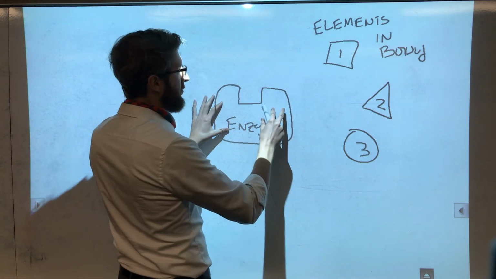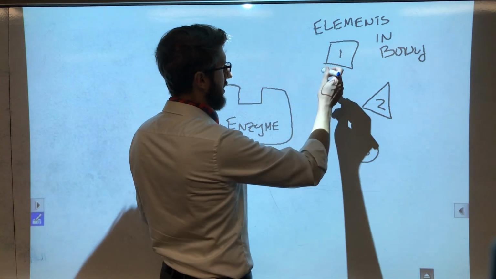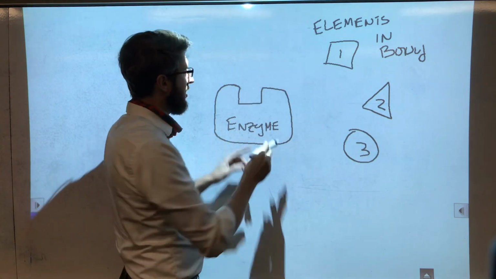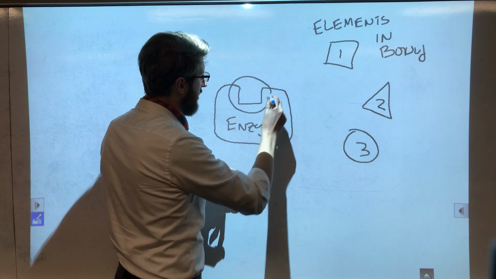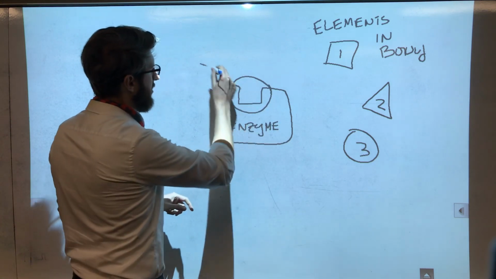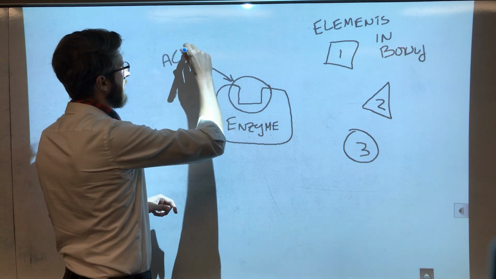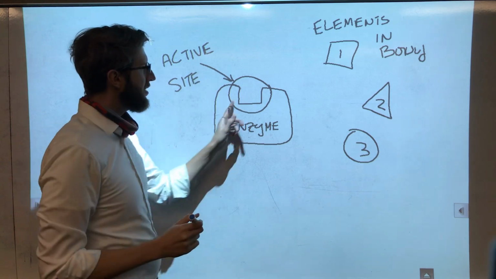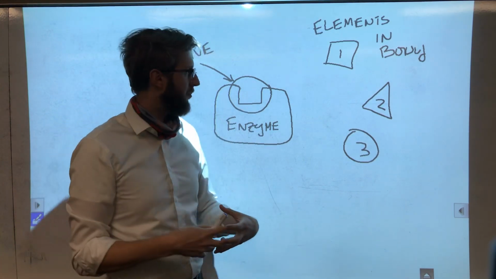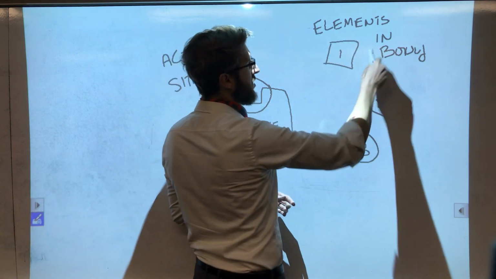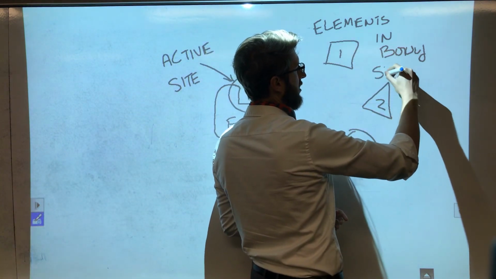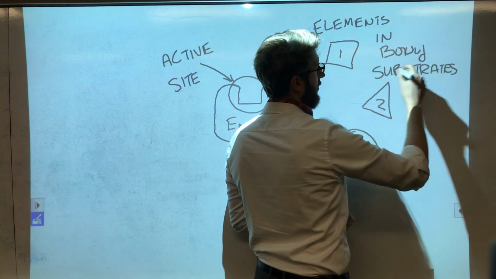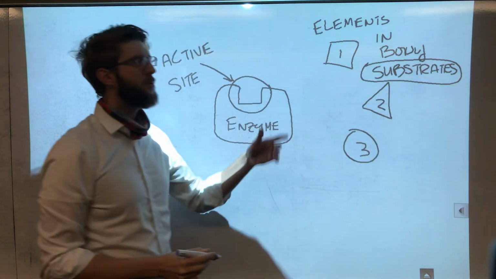So, this enzyme will bind to these elements, but not just any element. The element has to fit this shape of the enzyme. This is what we call the active site. The active site is the place on the enzyme where these elements in the body, which are called substrates, where these substrates will bind to.